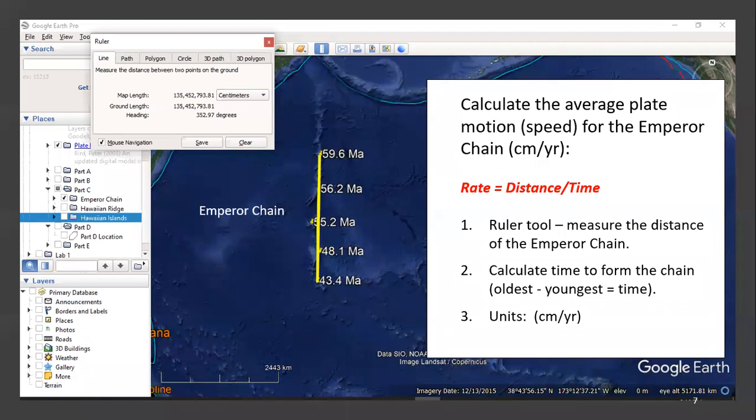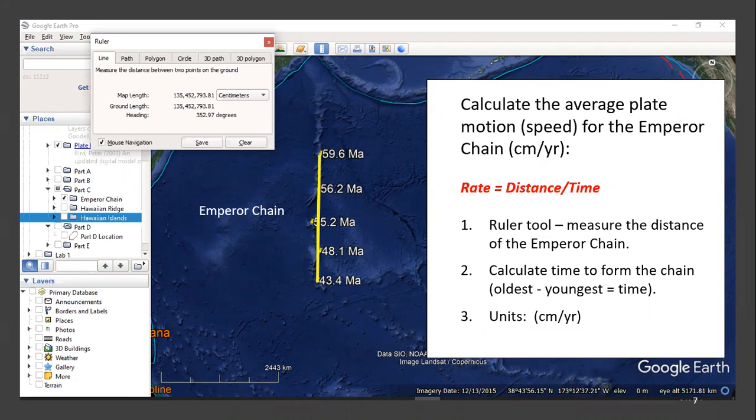Next, you will calculate the average plate motion, or speed in centimeters per year, for the Emperor chain. To do so, use the formula rate equals distance divided by time. For distance, use the ruler tool to measure the distance from the youngest to the oldest seamount. For time, calculate the time to form the Emperor chain by subtracting oldest from youngest.